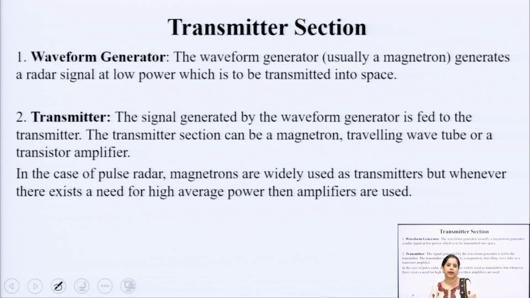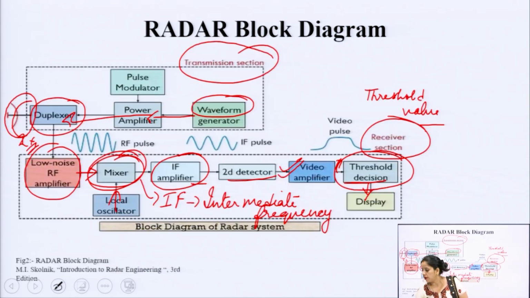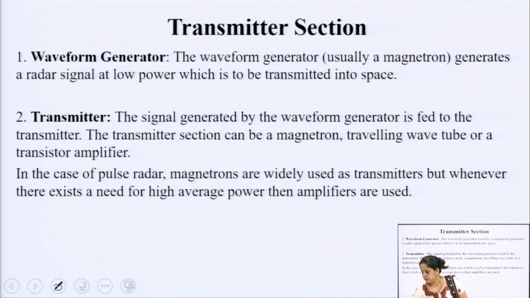Since we know that our radar is divided into two sections, that is, the transmitter section and the receiver section. The first one, already known to you, consists of the waveform generator, power amplifier, pulse modulator and the duplexer. This is a part of our transmitting section. The receiving section has the low noise RF amplifier, mixer, local oscillator, IF amplifier, second detector, video amplifier, threshold decision and the display.